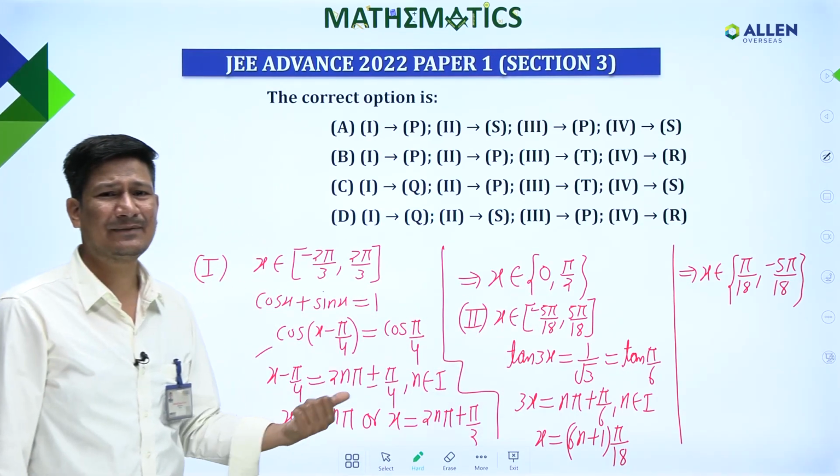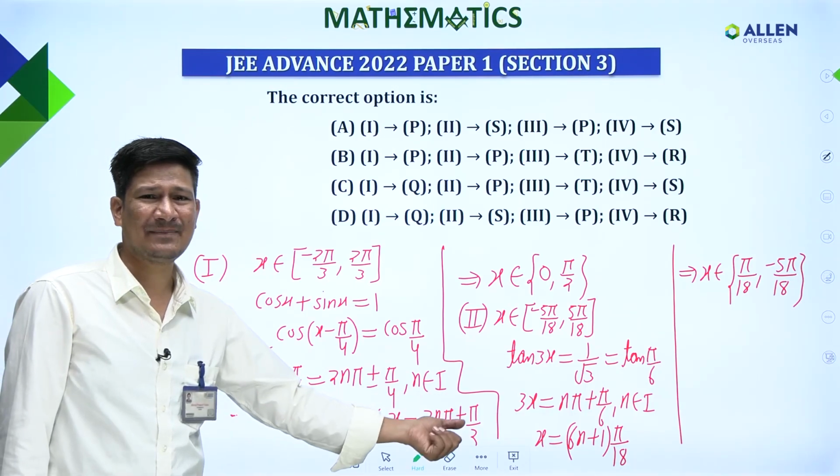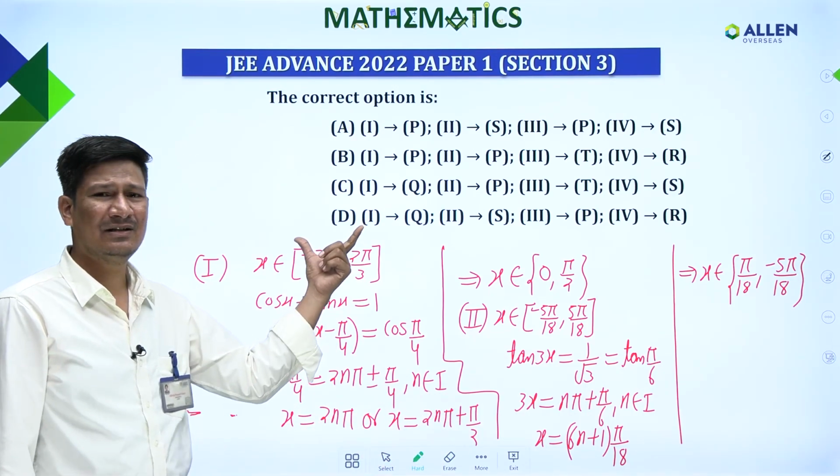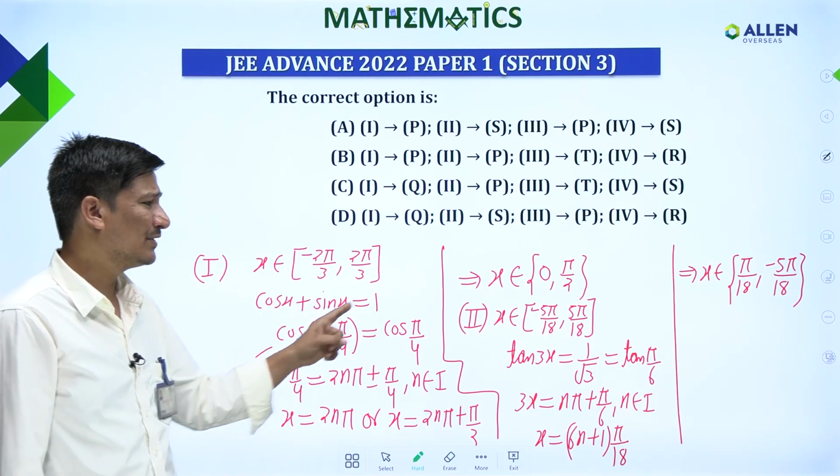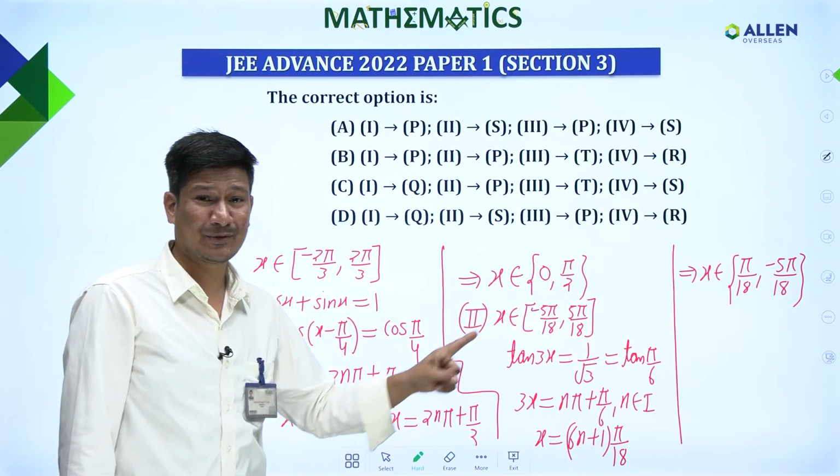After that, if you put n is equal to 1, bachcho, 2 pi and 2 pi plus pi by 2, those values don't lie in the given interval. So we are getting two solutions for the first equation, 0 and pi by 2. Come to the second part.